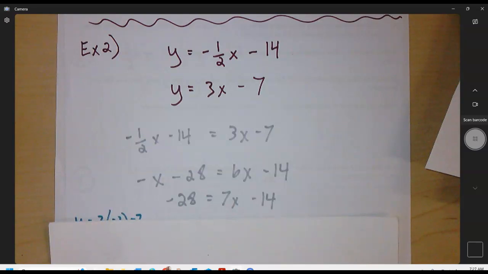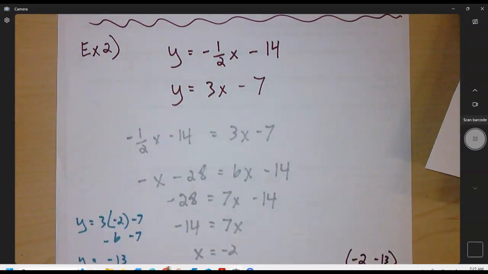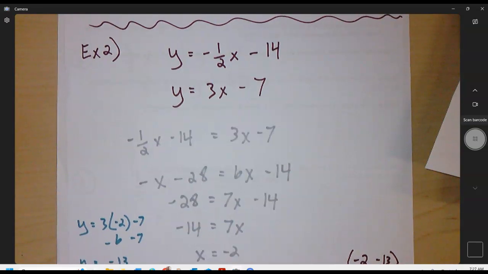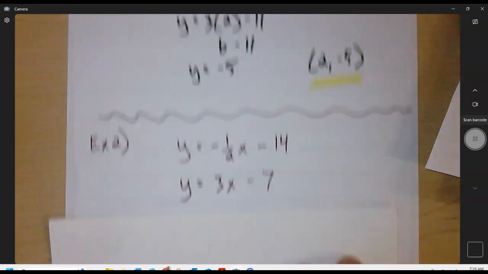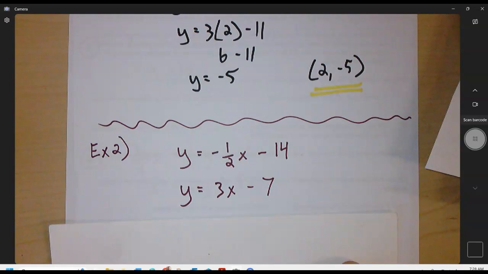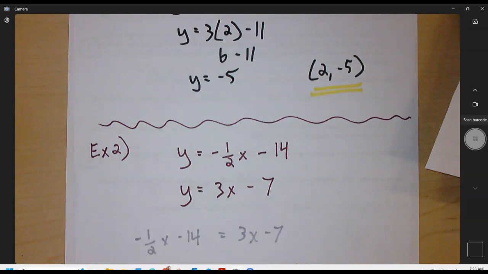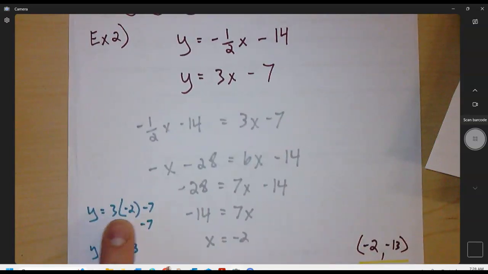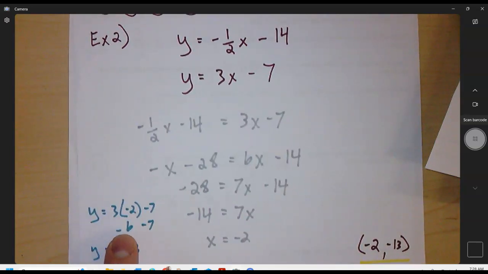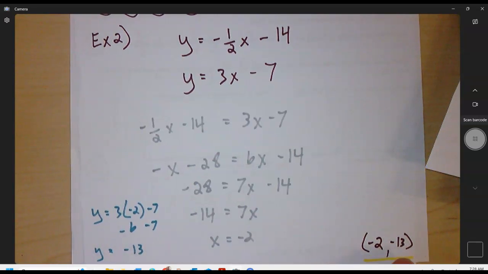Awesome. We're not done. So now we take that information that we just got, x is negative 2, and we back substitute. We go back into the problem and substitute it. Here, you can pick any one you want. It doesn't matter which equation you pick. Some are easier than others. In this case, I think the bottom one would be easier. I'm going to substitute what I just found for x right in there. We're going to do 3 times negative 2, negative 6, minus 7, negative 13. Final answer is my x comma y. That's the point on the graph where these two things would cross.